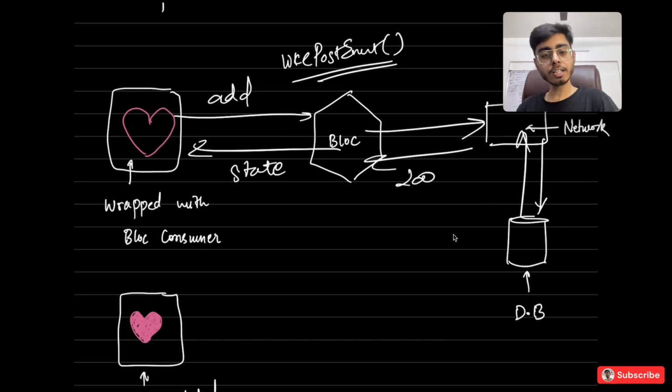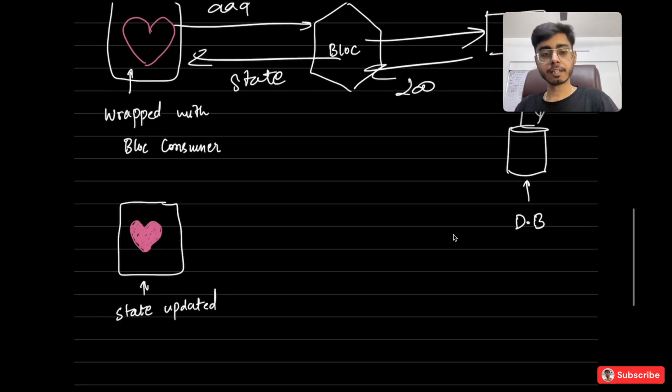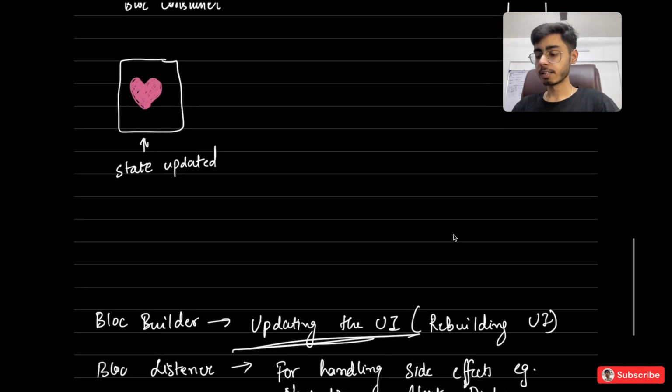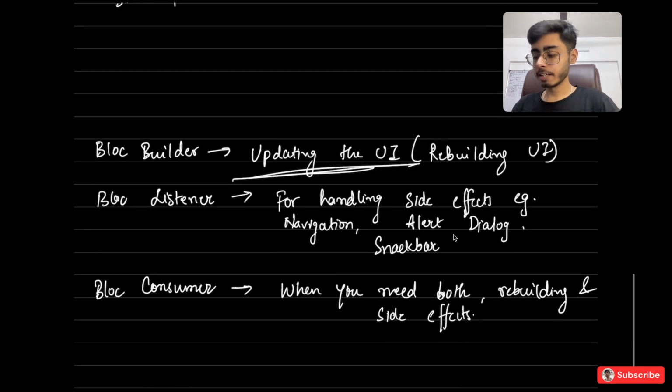Okay, so that's how it works. State updated. Now, these are the three main components, or three main widgets, that are provided by Flutter Bloc. Bloc Builder. This is used when you need to update the UI, like this. Here we need a BlocBuilder because you need to update the UI. Rebuilding the UI.